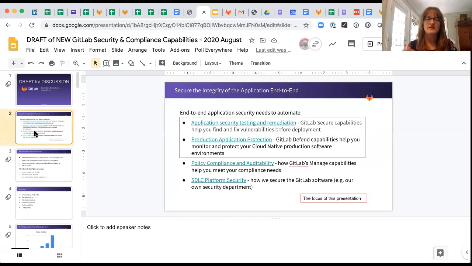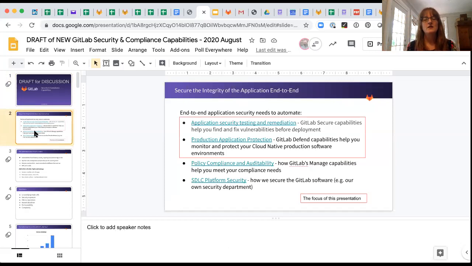The first thing that is really important, and you may not want to show this, but it's important for qualifying your audience, is to make sure that you're on the same page for what you want to talk about. There are 4 elements to security when it comes to GitLab. One is the security testing, and that is what we call secure. There's also defend, which is protecting your applications in production. Think of that more as cloud application security.